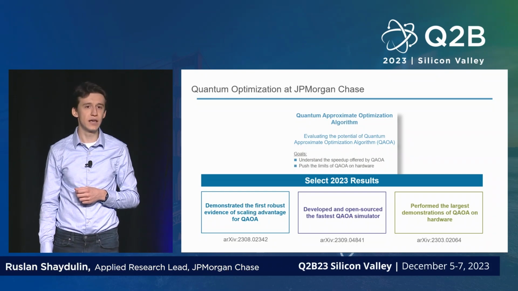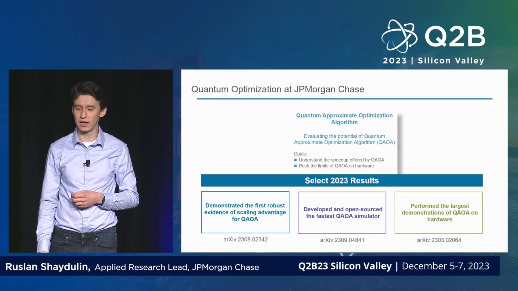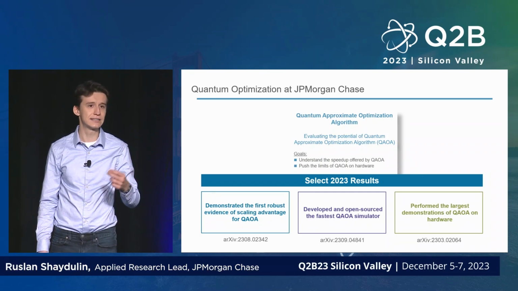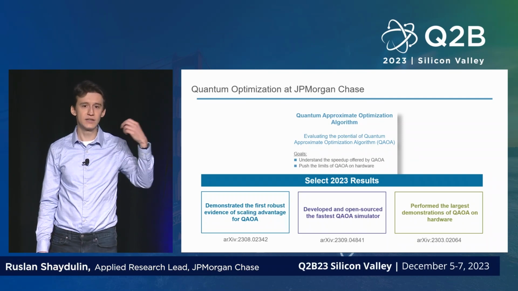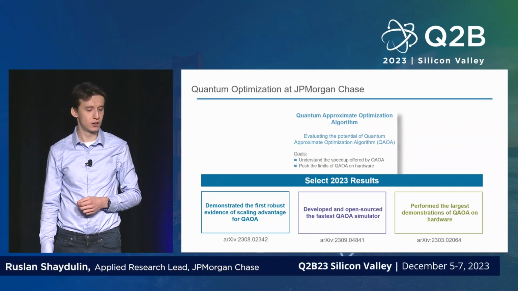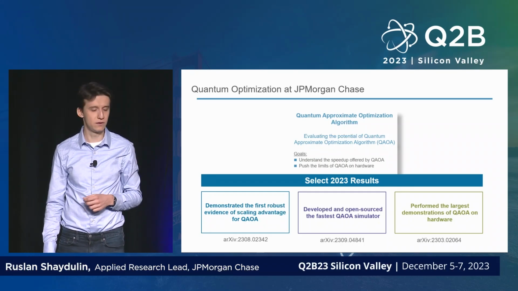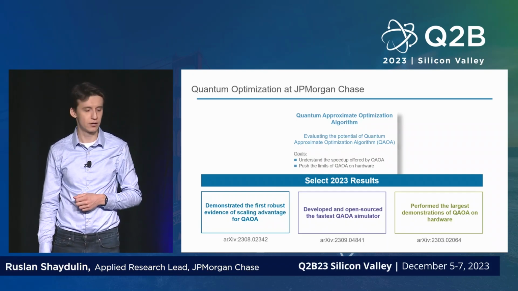Our results were enabled by a simulator which we have developed in collaboration with Argonne National Lab, and which we believe to be the fastest QAOA simulator out there today. Finally, in an effort to take a step towards realizing this speedup on hardware, we have performed what we, again, believe to be the largest demonstration of QAOA on hardware, at least at the time when the paper came out.